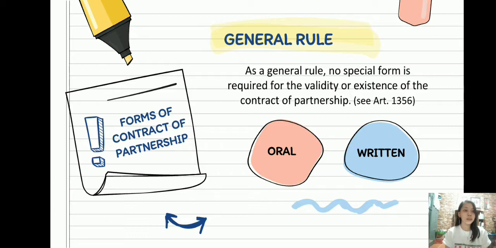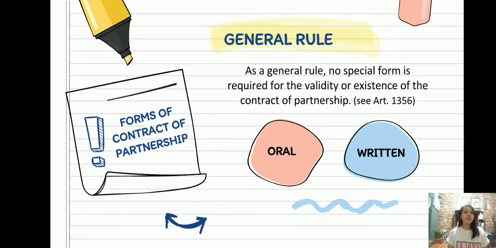Itong written agreement na ito yung tinatawag nating Articles of Co-Partnership. Yung mga information about sa partnership, such as the name of the partnership, the purpose, the rights and duties of the partners, etc. are stated there. Also, itong Articles of Co-Partnership, dapat hindi ito maging sekreto sa lahat ng members. Dapat lahat ng partners alam and aware sa kung ano yung mga nakasulat sa Articles of Co-Partnership.